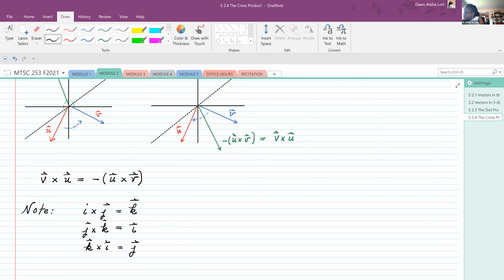Now, the other thing is if I take I and cross it with itself, I'm going to get 0. If I take J and cross it with itself, I'm going to get 0. And if I take K and cross it with itself, I'm going to get 0.